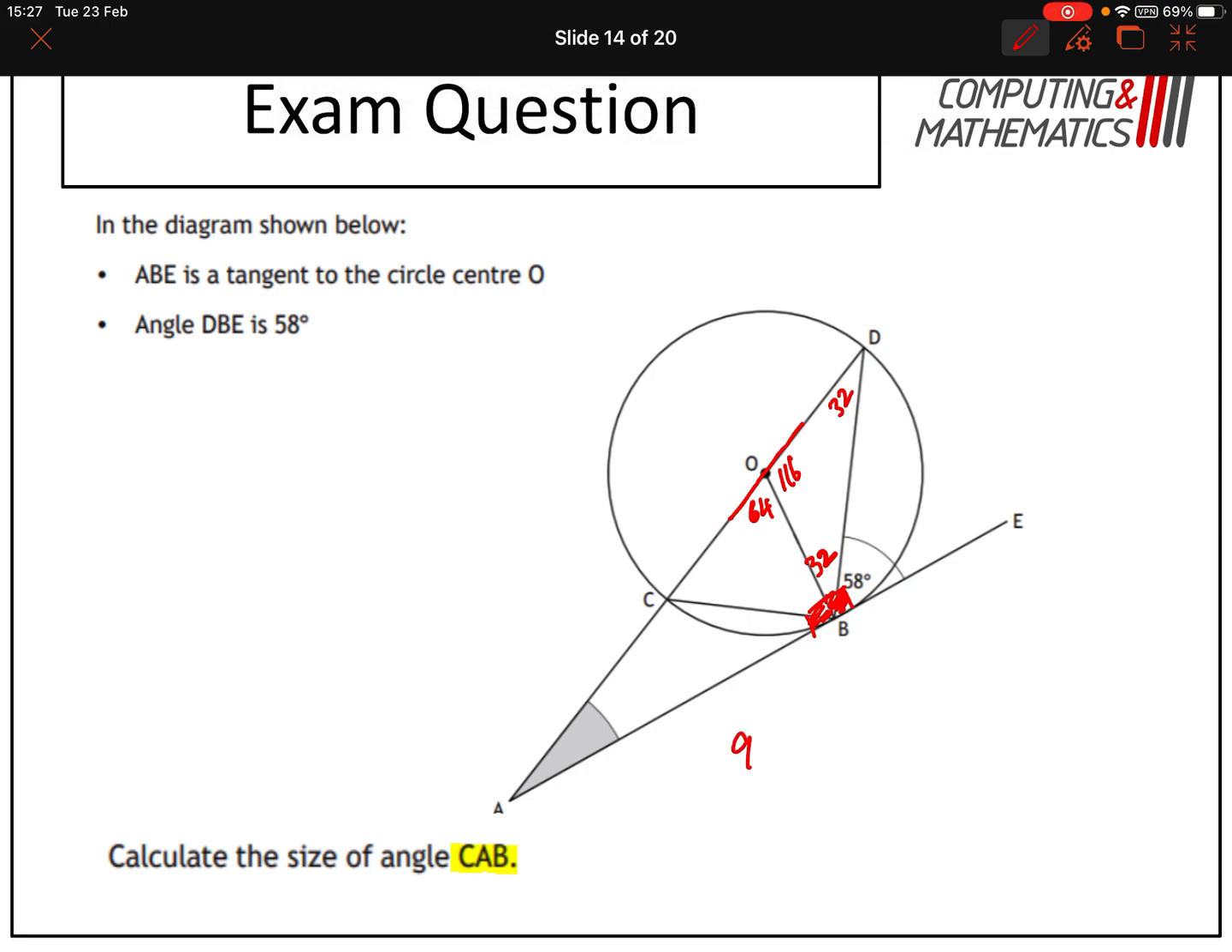So we've got 90 plus that 64, which will give me 154 degrees. Okay, take that off of 180 degrees for your triangle, and you'll get 26 degrees down here.